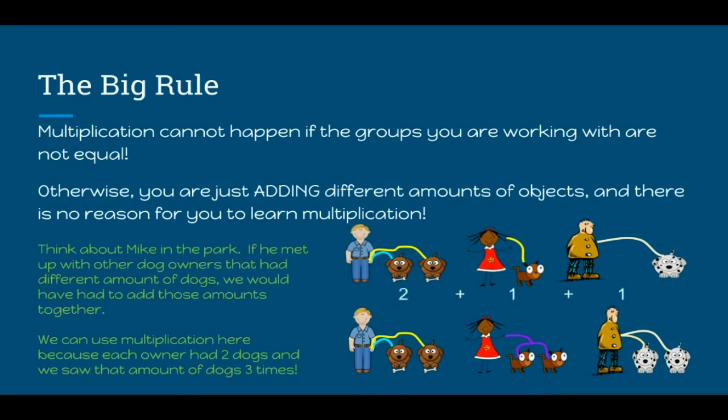2 dogs for Mike, 1 dog for the little girl, and 1 dog for the man. Well, I can't multiply here because the groups aren't equal. It's not going to happen. But we can use multiplication in our second set of pictures because the owners had 2 dogs and we saw that amount of dogs 3 times, meaning Mike had a set of 2 dogs, the little girl had a set of 2 dogs, and the man had a set of 2 dogs. We can multiply here because each dog owner has the same amount of dogs.